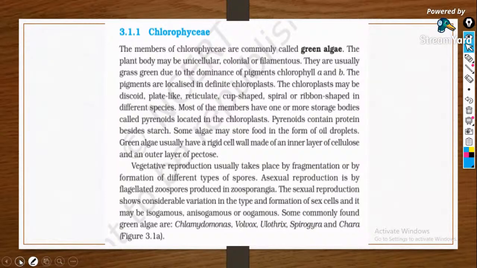The classification of algae is on the basis of flagellation, second pigmentation, and third reserve food. And the algae can be classified into three: Chlorophyceae, Phaeophyceae, and Rhodophyceae.